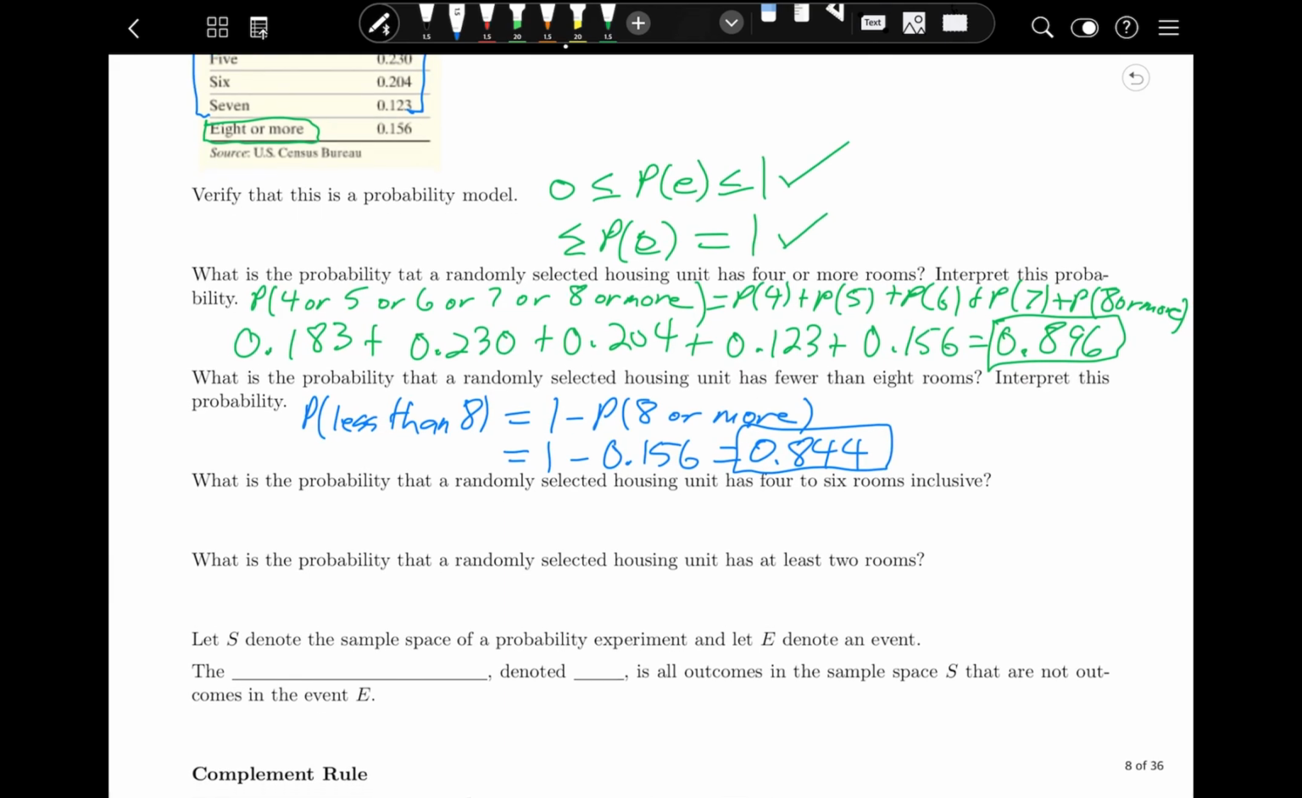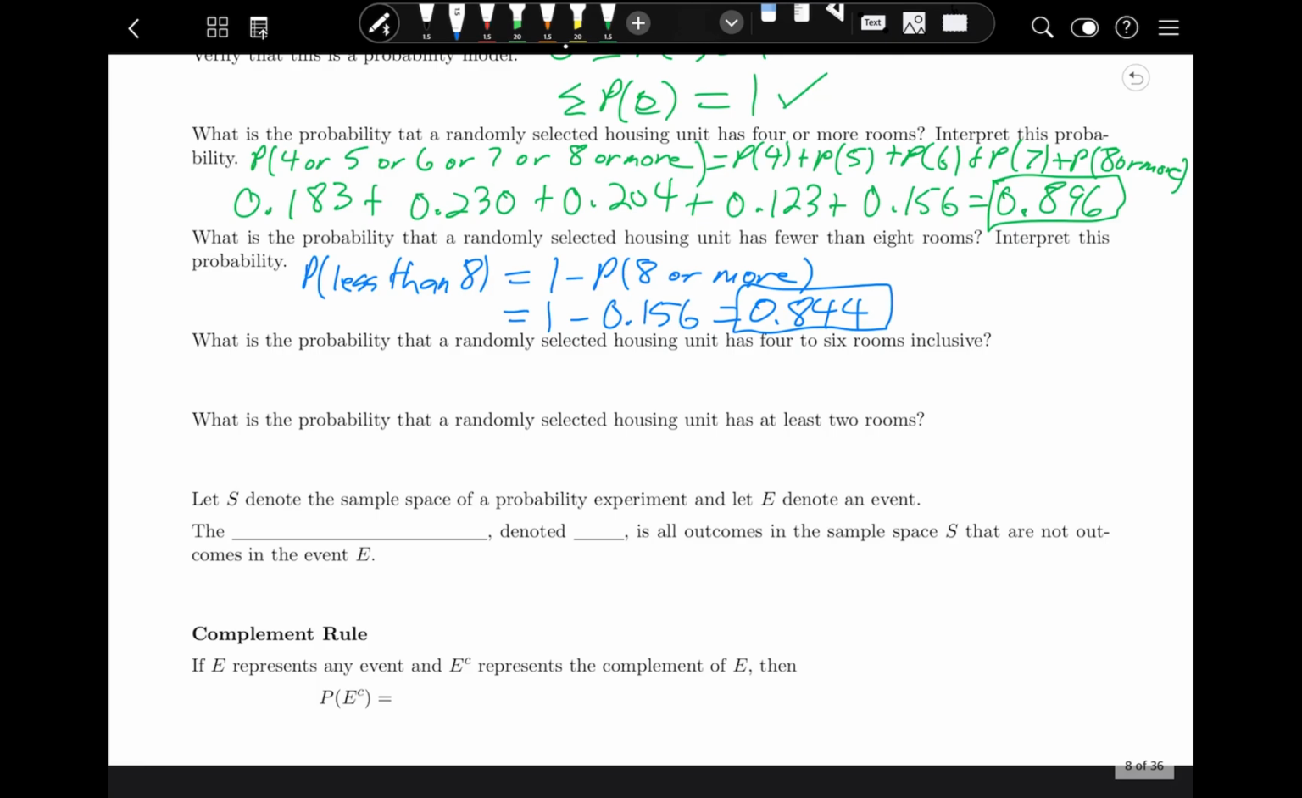So what is the probability that a housing unit has 4 to 6 rooms inclusive? First of all, the word inclusive means we're including the 2 endpoints. With this, it means the probability of 4 or 5 or 6. But if I didn't have that word inclusive, it would not include 4 or 6, so it would just mean the probability of 5.